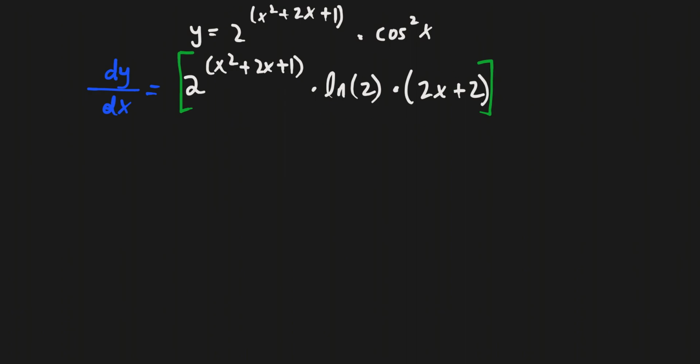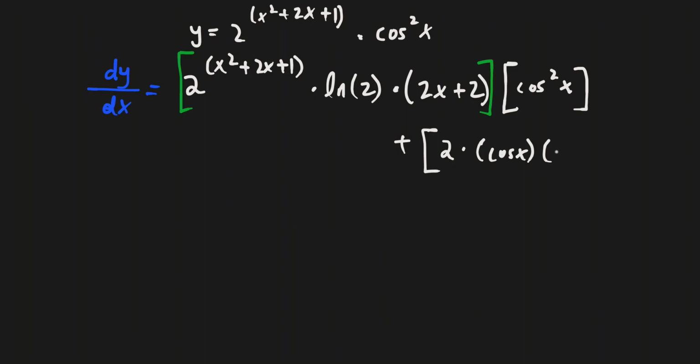So that's good. After that, we have to now multiply this by cosine squared x. And then we have to add this to the derivative of cosine squared. What is that going to be? Well, that's just going to be 2 times cosine x times negative sine x. And then you multiply this by 2 raised to the x squared plus 2x plus 1.